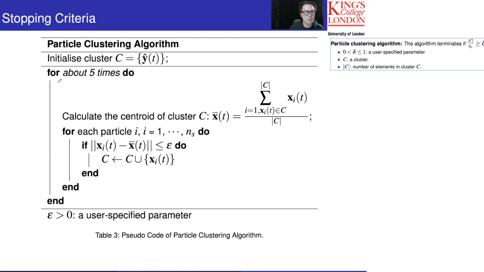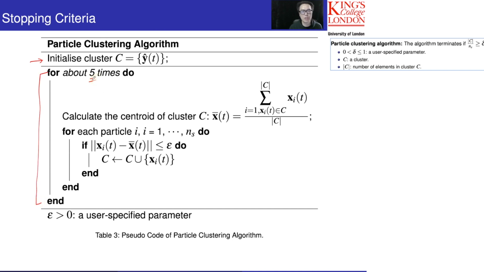So what we're going to do is this pseudocode. We are going to initialize the cluster, so that means C represents the cluster. In the beginning we are going to insert the global best into this cluster so that this cluster has only one member, and then we are going to repeat this process for 5 times.